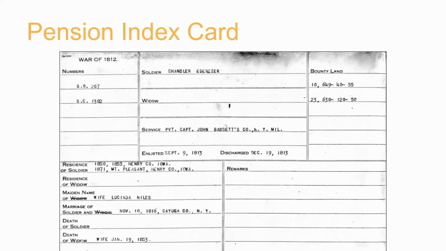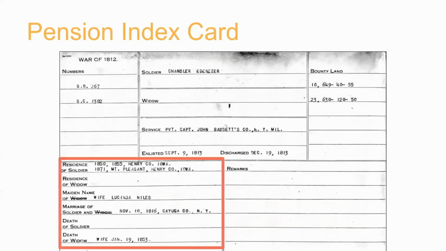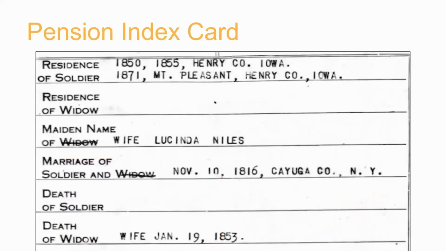Obviously, just because the name matches doesn't mean it's him. So let's take a look at it. In this top portion, we can see some numbers that reveal his service, as well as enlistment and discharge date, and then also some numbers about the bounty land. In the bottom portion of this index, it has some genealogical information to see if we know if this is him. So it gives us some of his residences in 1850, 55, and 71, which we could compare to the census records.